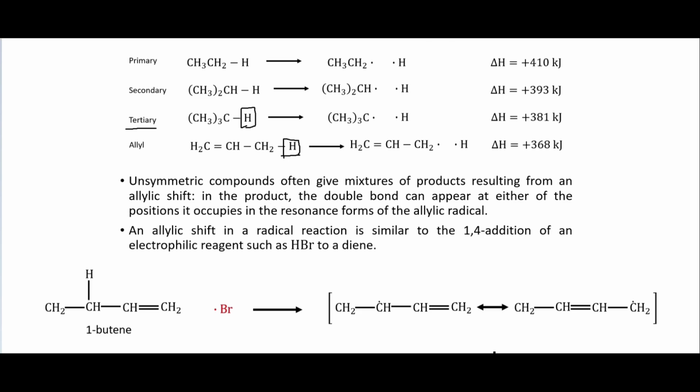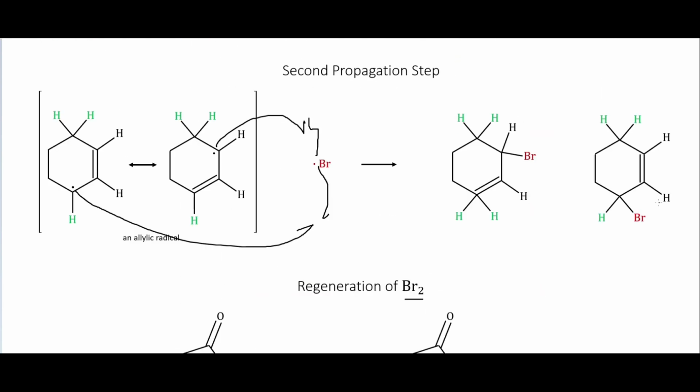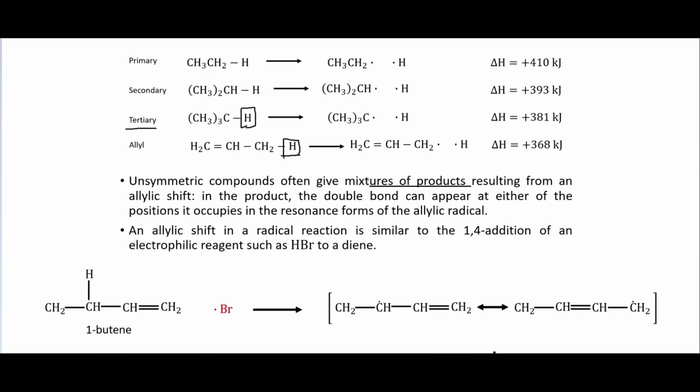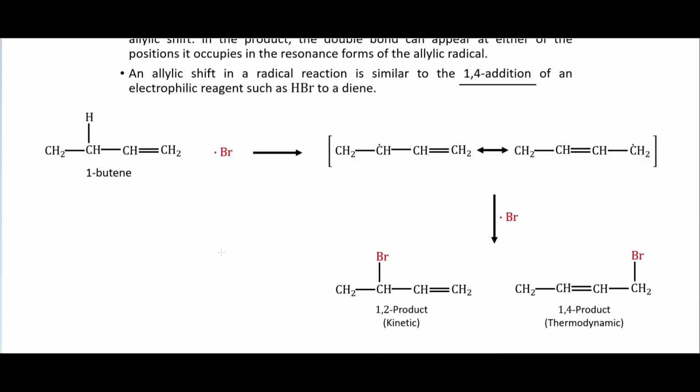Unsymmetric compounds can often give mixtures of products. We saw up here that we can have this mixture of products. In this one, it just so happened that this was a symmetric compound. But if we have an unsymmetric compound, we can get mixtures of products. And so we can have the allylic shift in a radical reaction. That would be similar to the 1,4 addition of an electrophilic reagent. And so we have something like this.